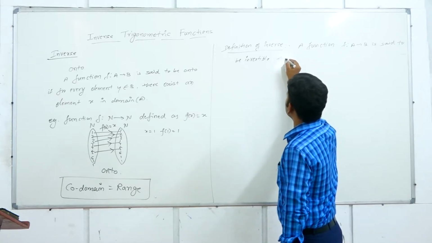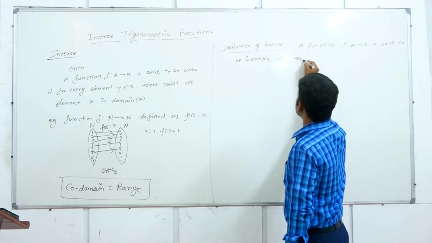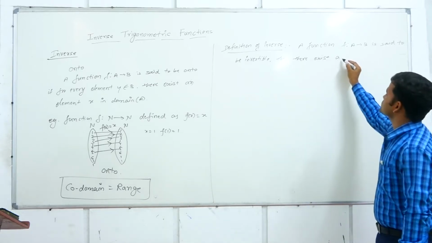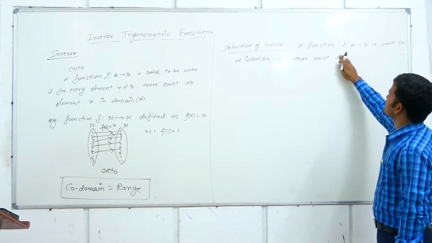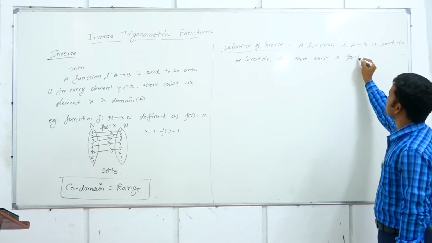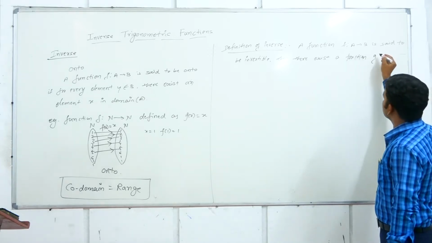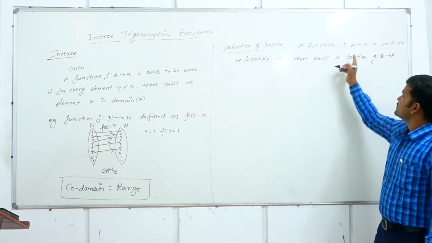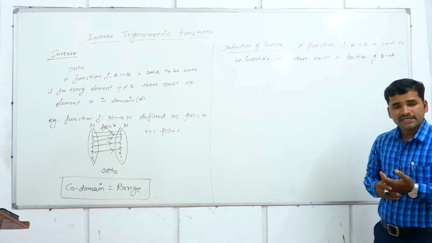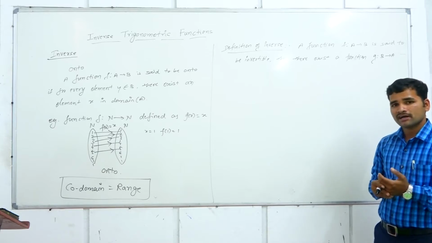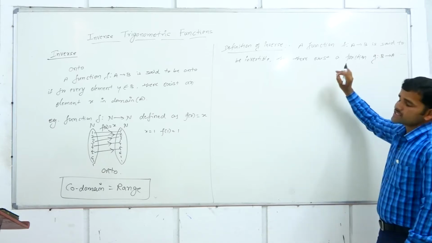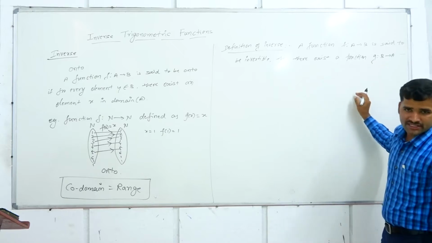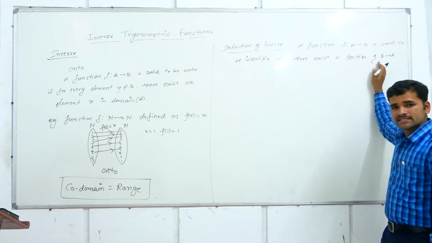then there exists another function, a function g which maps from B to A. This is important. If f is invertible, meaning if f is a bijective function, one-one and onto, then its inverse exists. We say its inverse exists. If the inverse exists, then there is another function that will be represented as g.